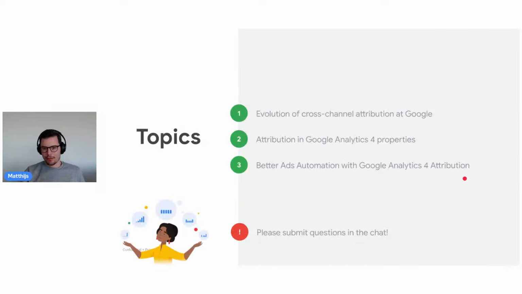We have an interesting agenda for you today. 3 items. I'll kick it off with the evolution of cross-channel attribution at Google. And then Naomi will take over and she'll cover attribution in Google Analytics 4 properties. And then finally, Mats will go into the ad buying part of attribution when using Google Analytics 4.